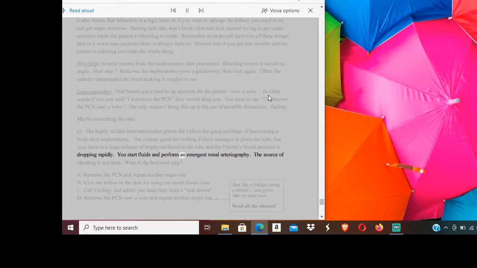You start fluids and perform an emergent renal arteriography. The source of bleeding is not seen. What is the best next step?